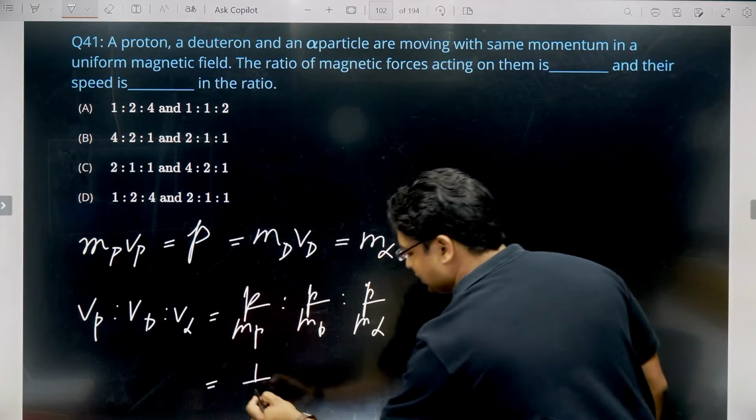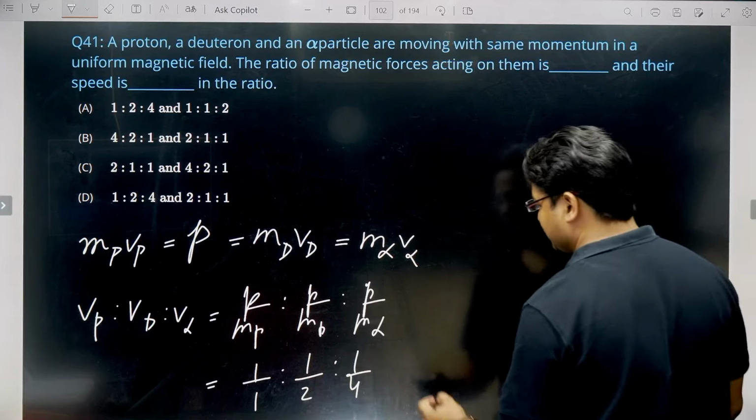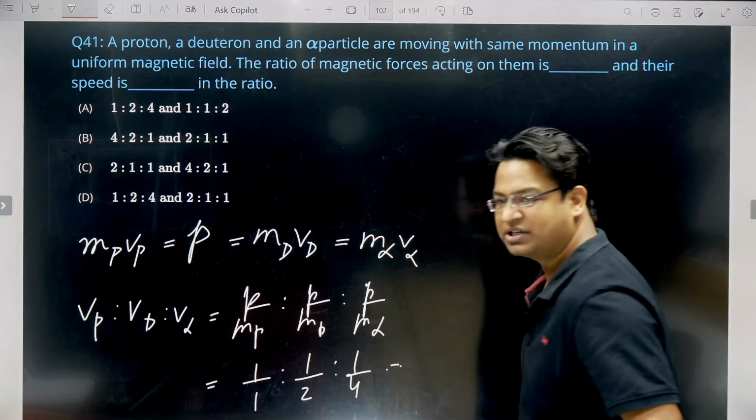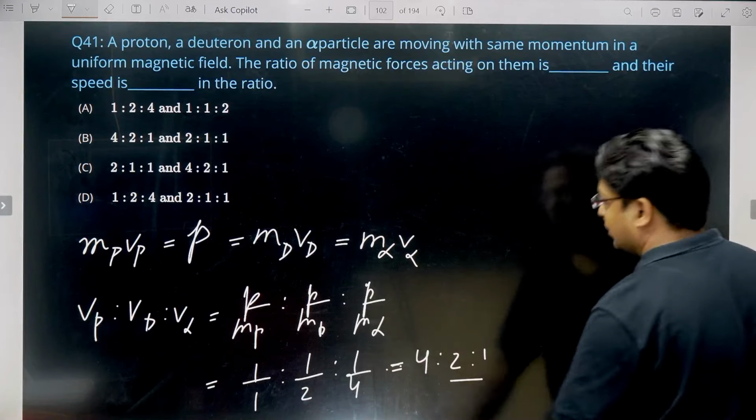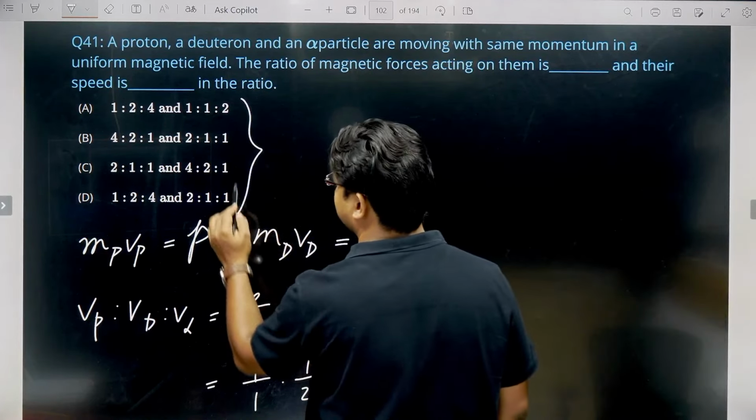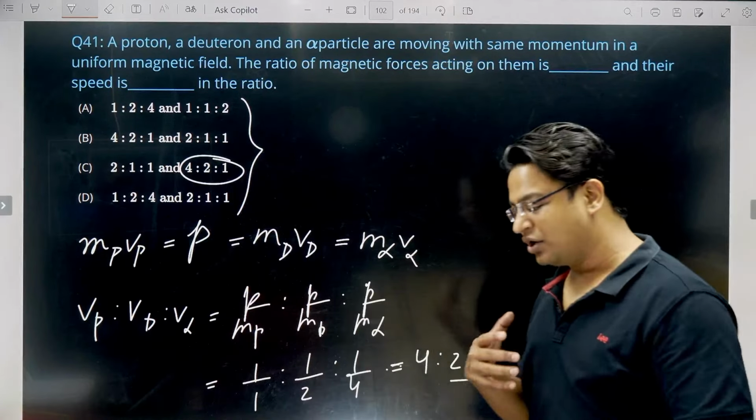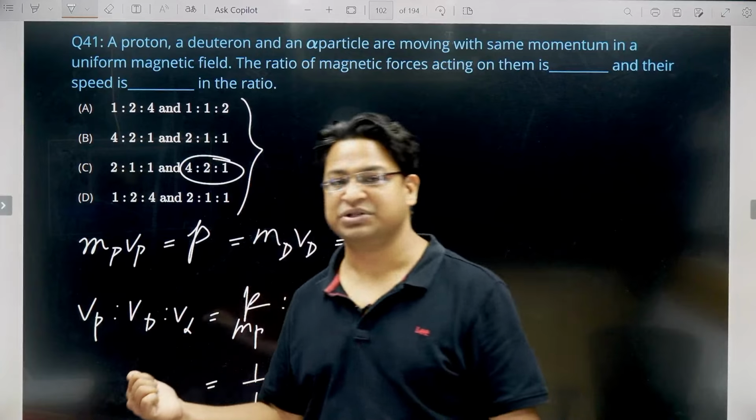So mass of proton is 1 AMU, mass of deuteron is 2 AMU, mass of alpha is 4 AMU. All right, so we can multiply this entire thing by, let's say, 4 to get the ratio. So 4 is to 2 is to 1. Okay, so the speed ratio is 4 is to 2 is to 1. And if you notice, out of these 4 options, only this option is matching. So you are not required to calculate the ratio of force in the exam. You can mark option C directly.